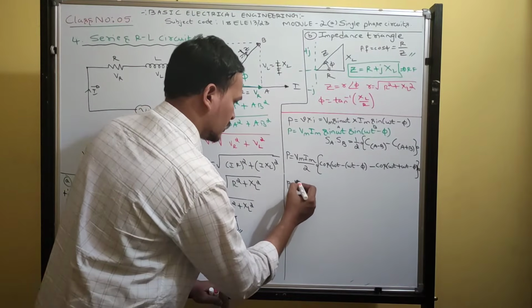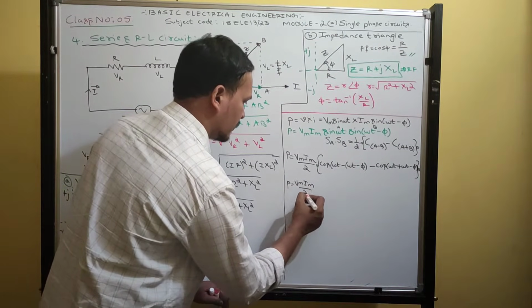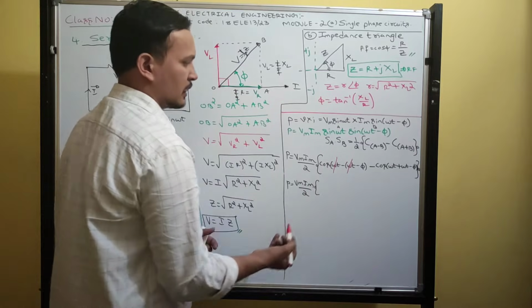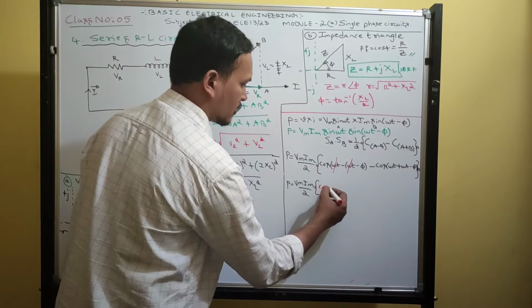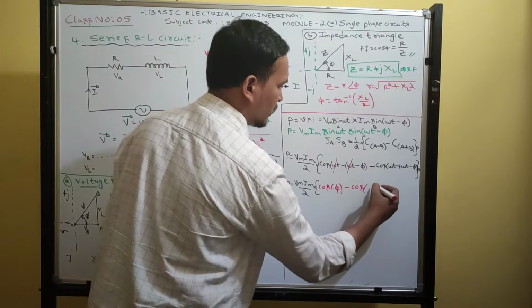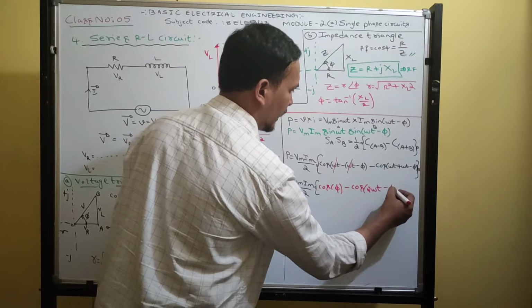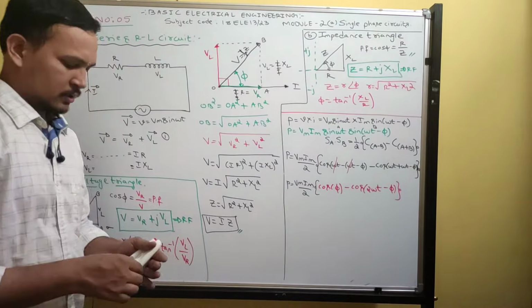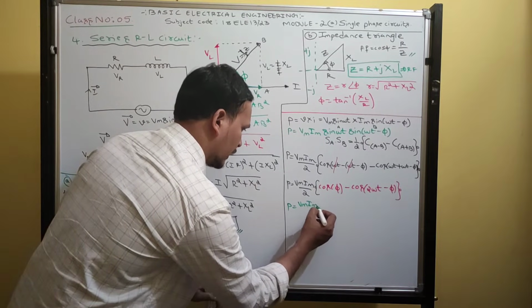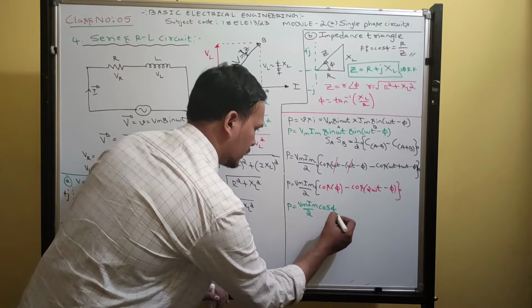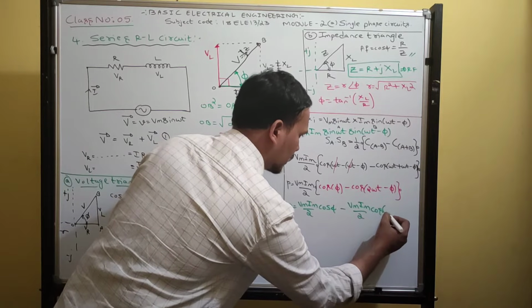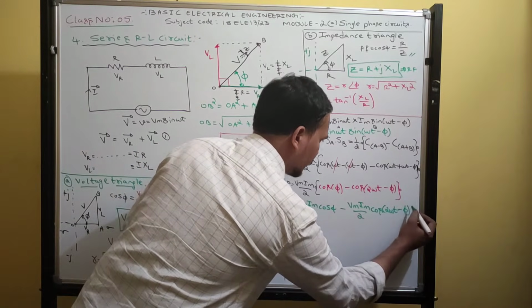Now simplify this. So Vm Im divided by 2 within the bracket. See, now omega t minus omega t gets cancelled. Now minus into minus is what? Cos pi. Then minus cos(2 omega t minus pi). Okay, got it? Now multiply these two components. Now power is resolved into two components: Vm Im by 2 cos pi minus Vm Im divided by 2 into cos(2 omega t minus pi).